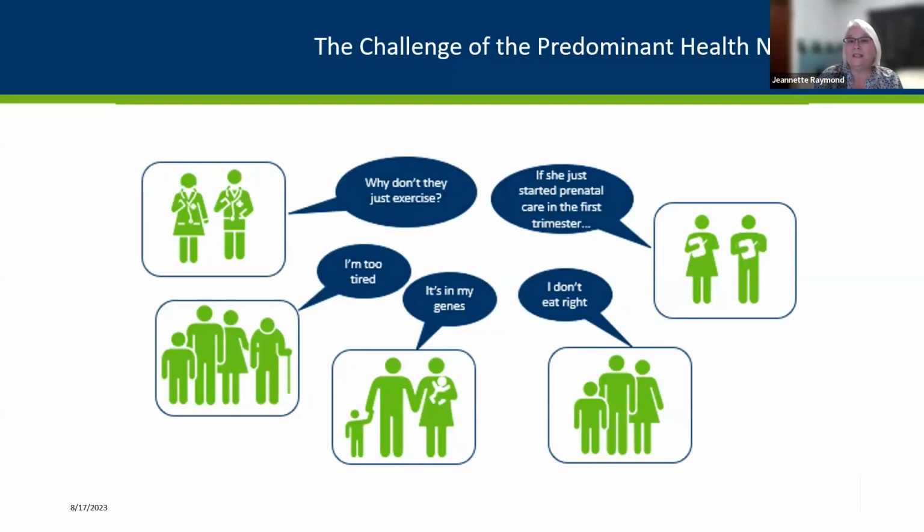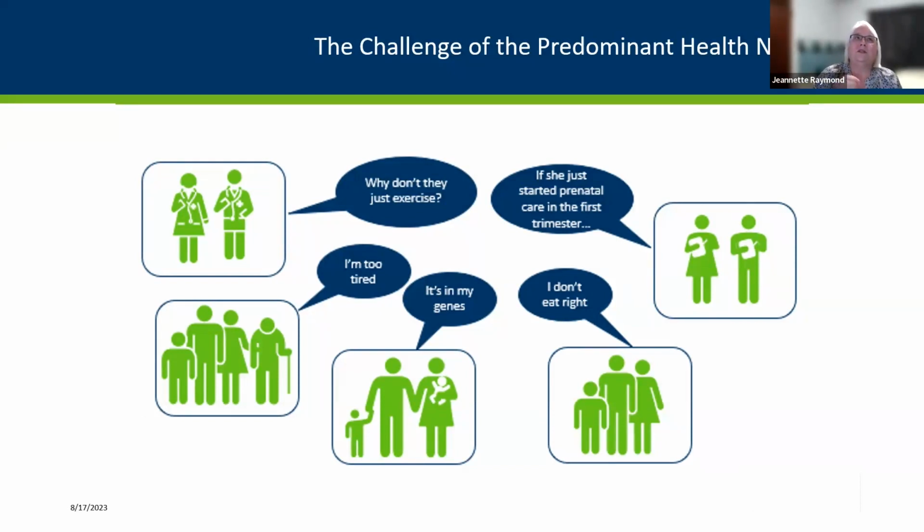And so as people did this process, they found that people would say, I'm too tired, it's in my genes, I don't eat right. Our public health and healthcare professionals would say, well, why don't they just exercise? If she had just come in for the prenatal care in the first trimester, without getting to the 5 whys underneath those things. So that was a challenge for us in supporting local public health departments to do this, but it was also a challenge as they talked with people from communities who are very well versed in the, it's the water that we swim in, this predominant narrative.